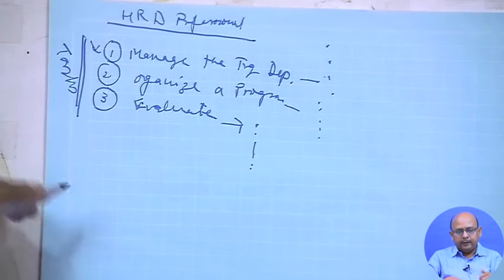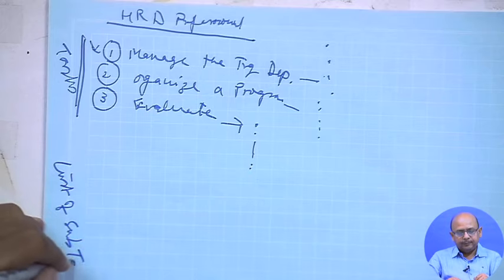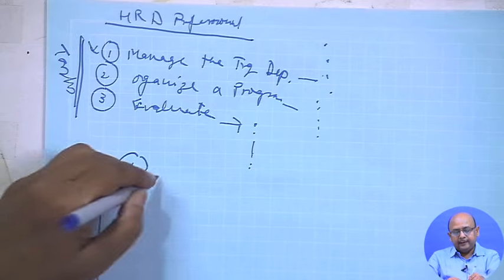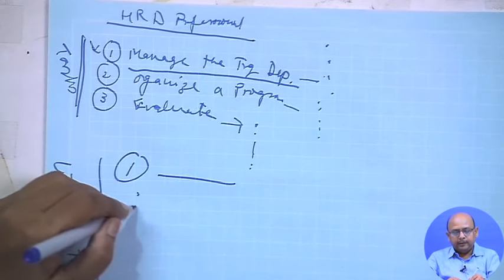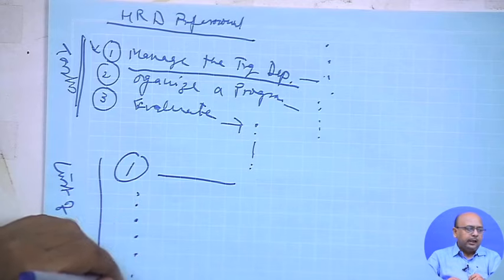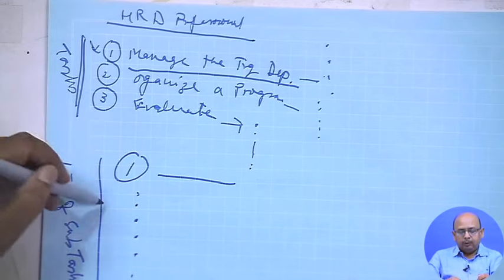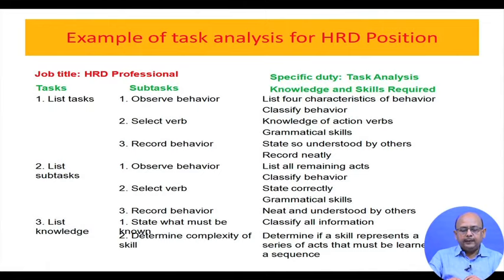Then you are moving further and you are going to talk about the list of subtasks. And here for each task, for example, manage the training function, what are the different subtasks that a person is going to perform, and you are also going through the same process to collect data about various subtasks using observations and recording it, okay. And that is how you are going to complete the task analysis.